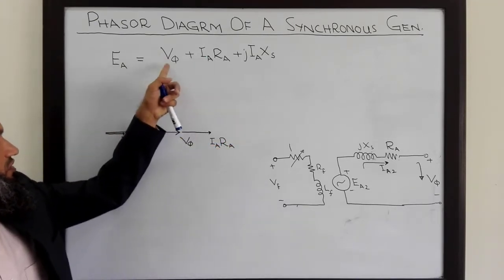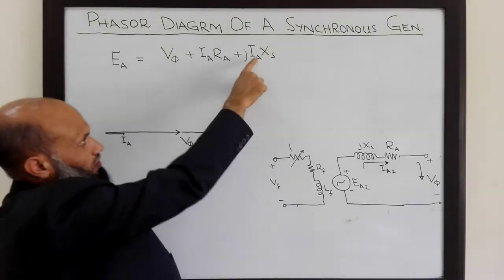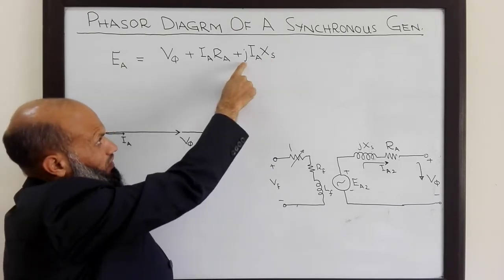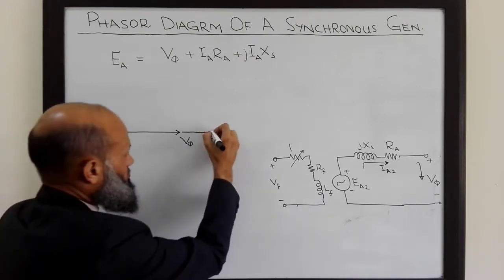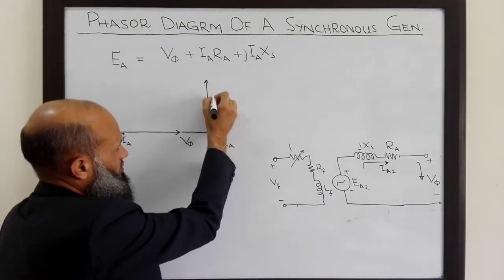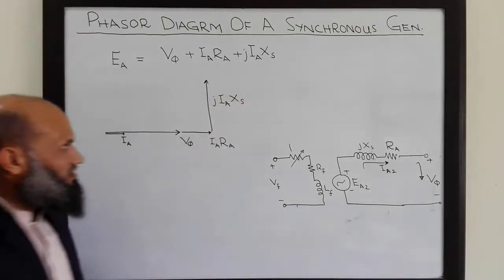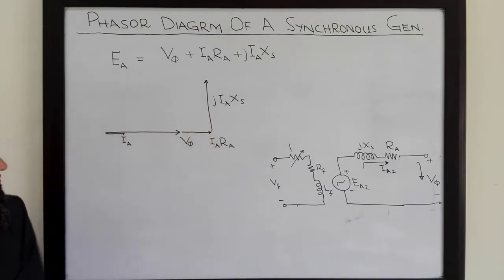This phasor, what is the phasor for this thing? IA multiplied by XS, XS is a real number, and then J adds an angle of 90 degrees to it. So this is the phasor for JIA XS. This J adds an angle of 90 degrees to this one.